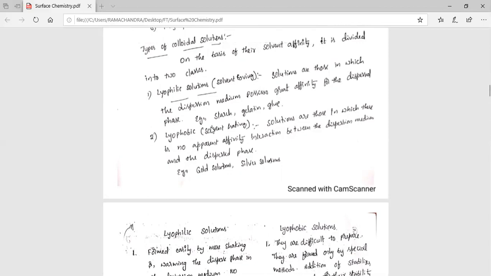So lyophobic solutions are those in which there is no affinity between the dispersion medium and the dispersed phase. Lyo means liquid, phobic means hating. So that's why there is no affinity in the lyophobic solutions. Examples: gold solutions, silver solutions.